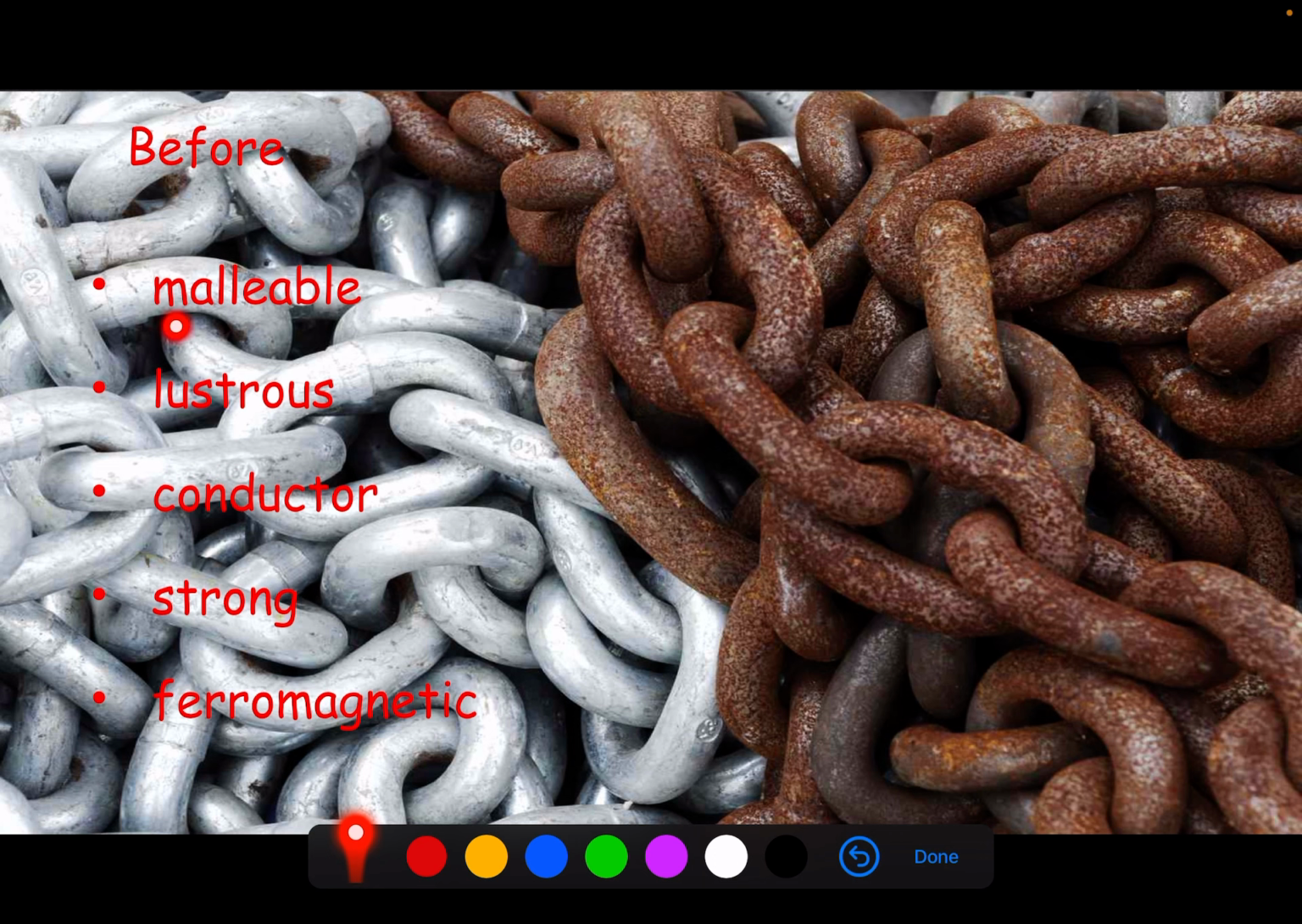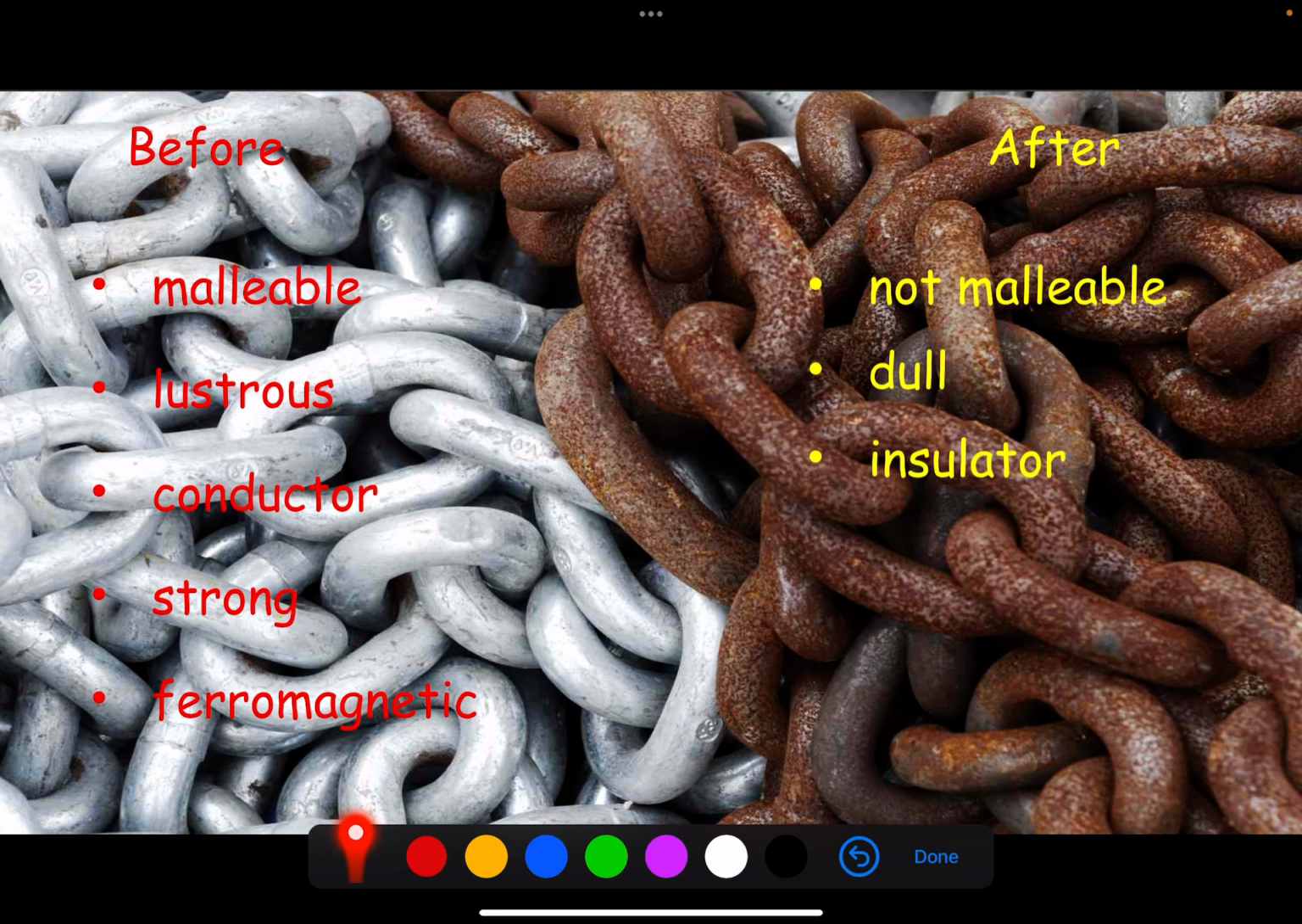So if we go back to iron, if you look at iron's properties before rusting, iron is malleable, which means it can be hammered and bent into permanent shapes without breaking. It is lustrous, which means it's shiny. It is a good conductor of heat and electricity. It is strong, so it can hold heavy weights and take heavy forces. And it is ferromagnetic, which means it can be attracted to a magnetic field. However, after rusting, it is not malleable. It is dull. It is now an insulator, so it cannot conduct electricity or heat. It is weak, and it is no longer attracted to magnetic fields.